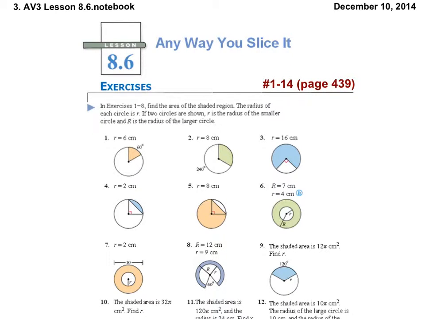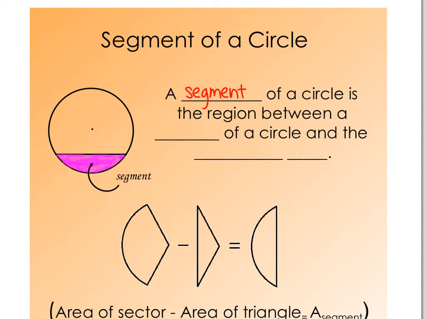To solve problems number 4 and 5 from AV3 Lesson 3, we need to learn about the segment of a circle. The segment of a circle is the region between a chord and its intercepted arc.